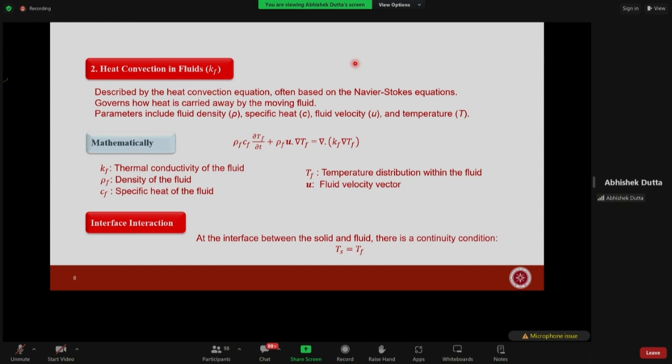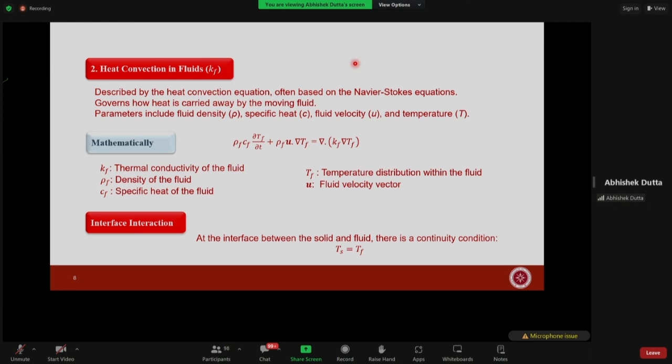So this continuity assumption is vital for accurately modeling and simulating the heat transfer between the solids and the fluids. Most of the time, the mistakes come because of a wrong assumption of the interaction that is being taken.